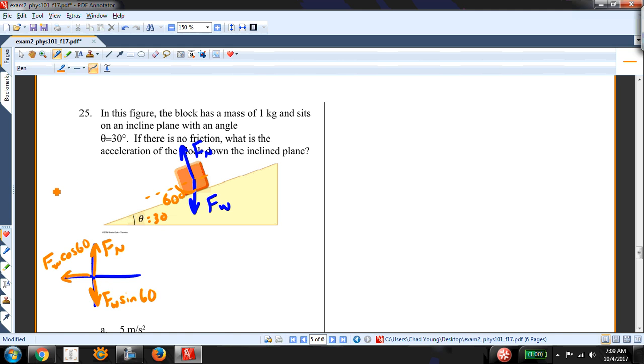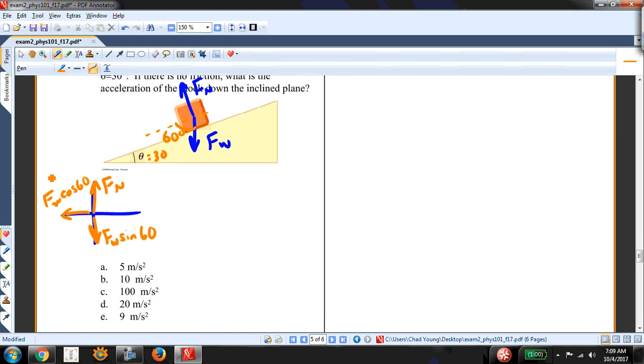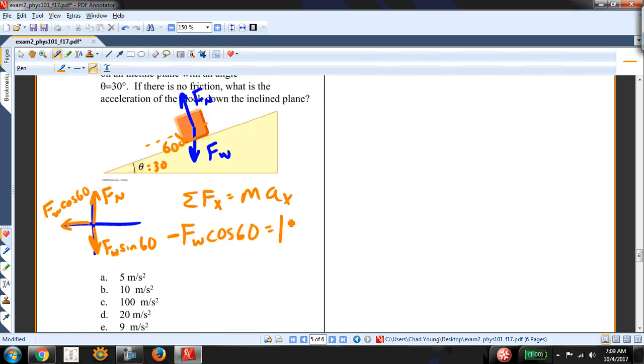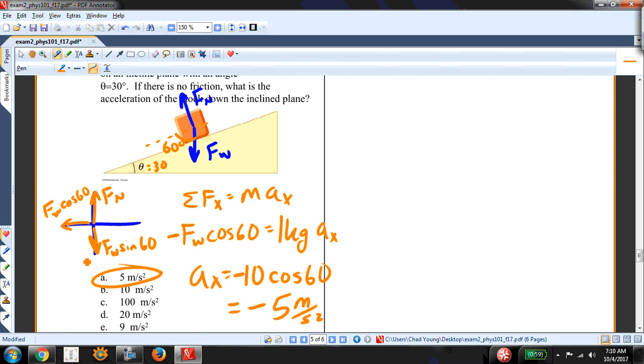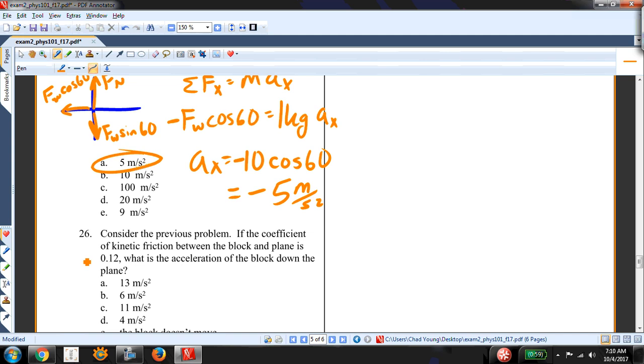But right now, really all I'm worried about is the acceleration down the inclined plane. So I'm just looking at the sum of the forces in the x direction is equal to max. And that's going to be negative Fw cosine 60 is equal to my mass, which is 1 kilogram, times the acceleration in the x direction. So ax equals 10 cosine 60. Negative of that, that's equal to negative 5 meters per second squared. So looking for the magnitude, it's down the inclined plane, it's 5 meters per second squared.